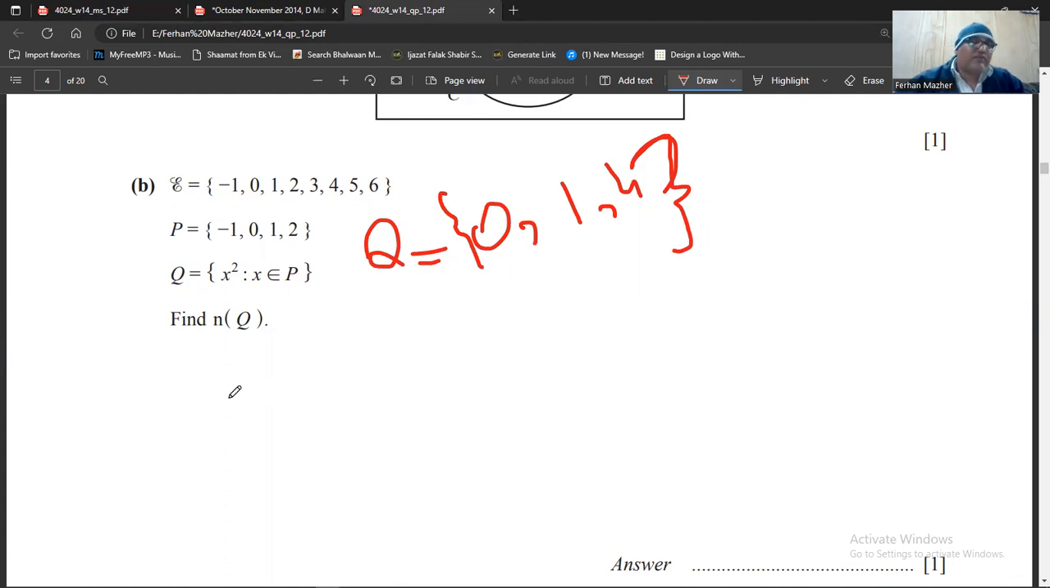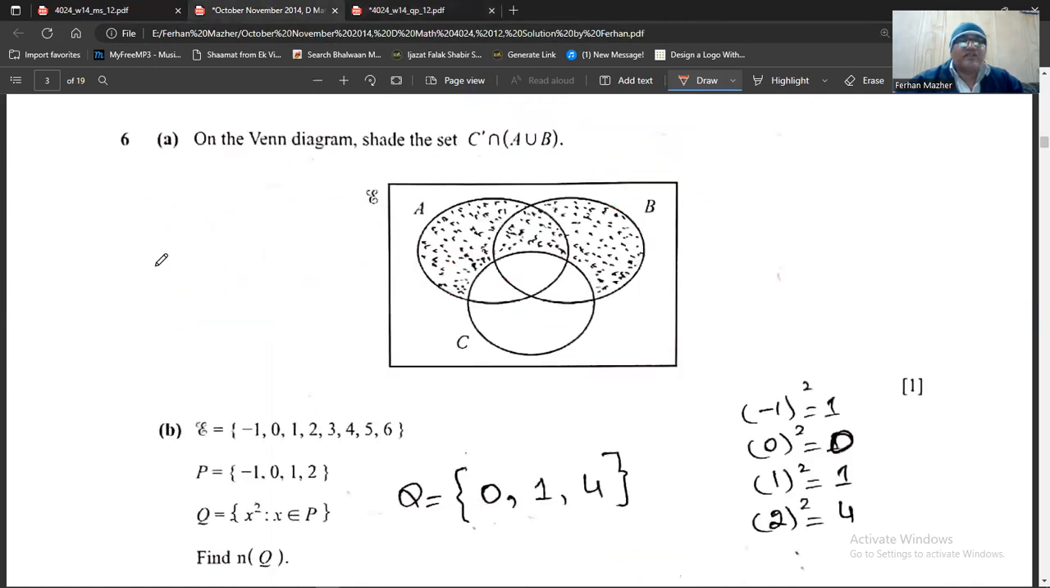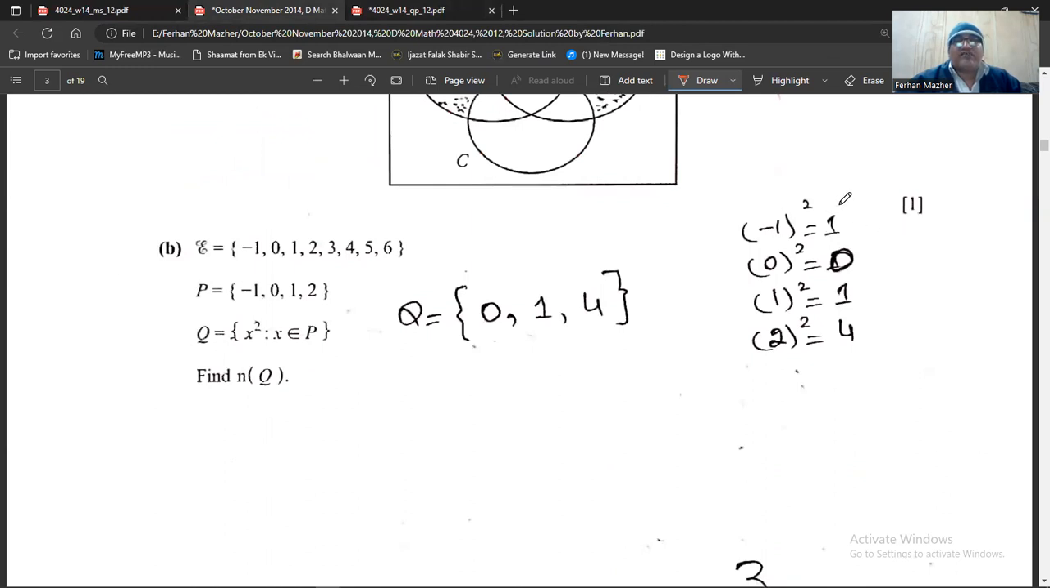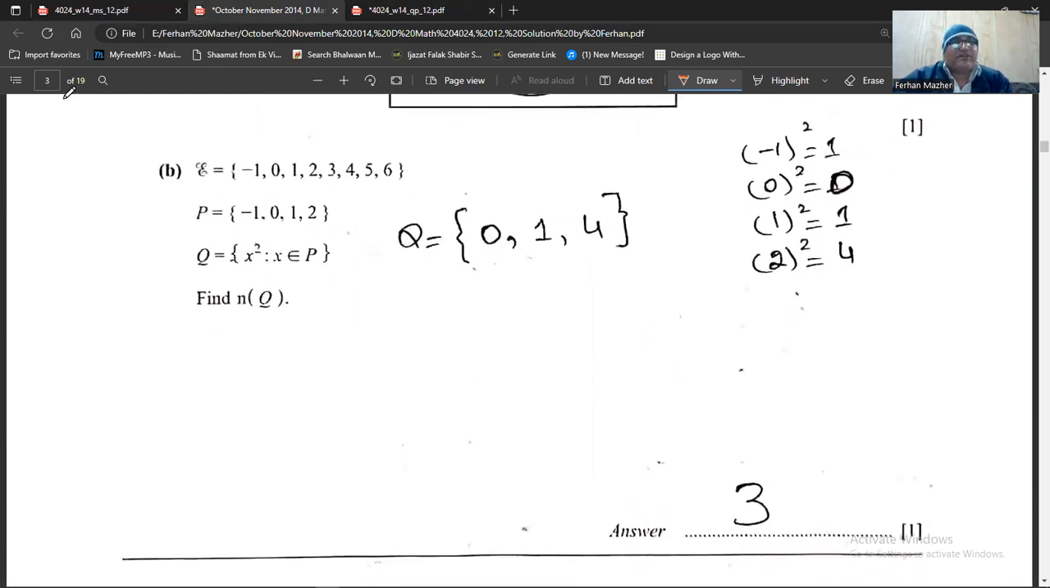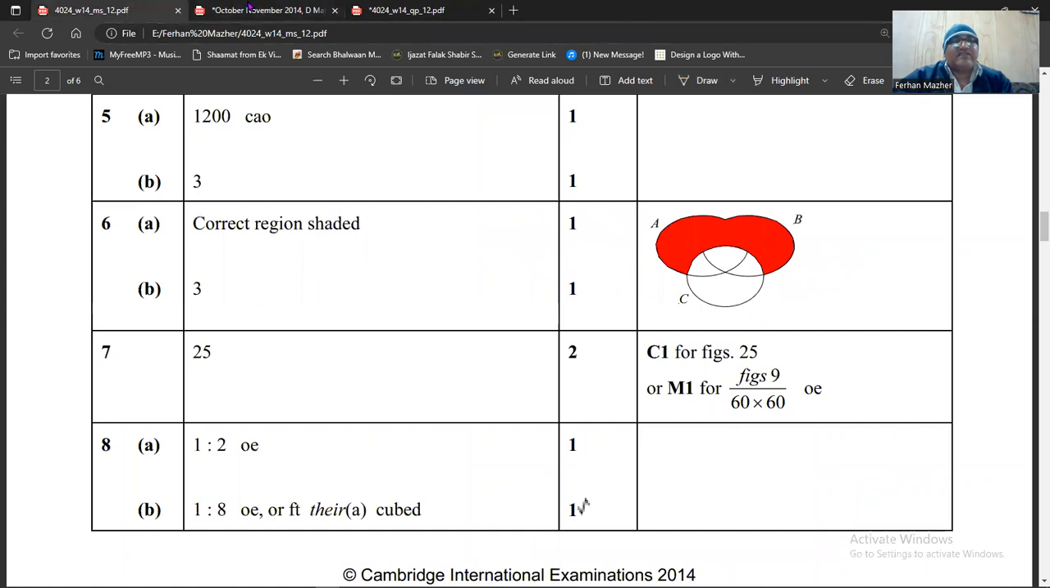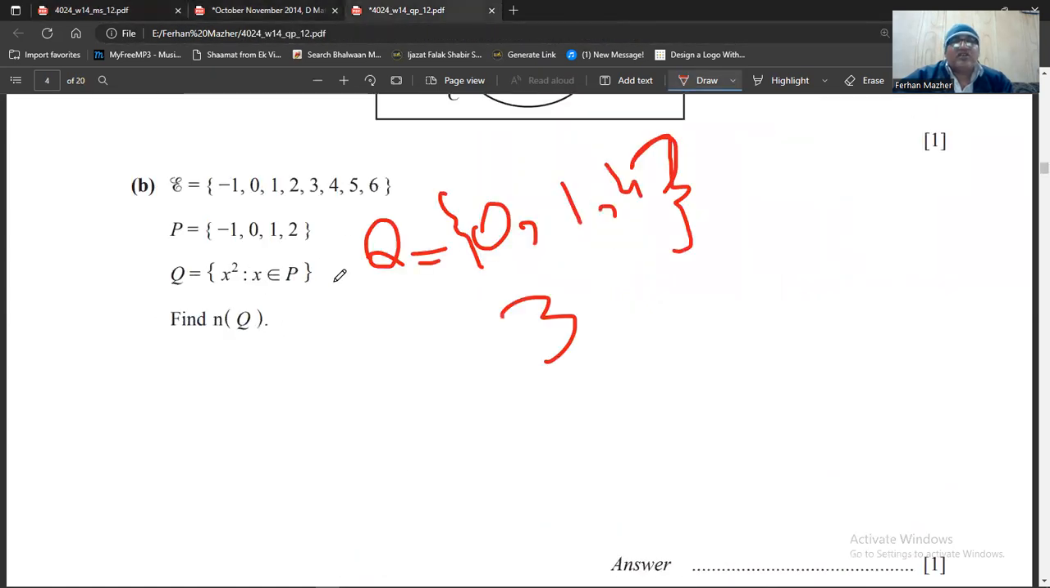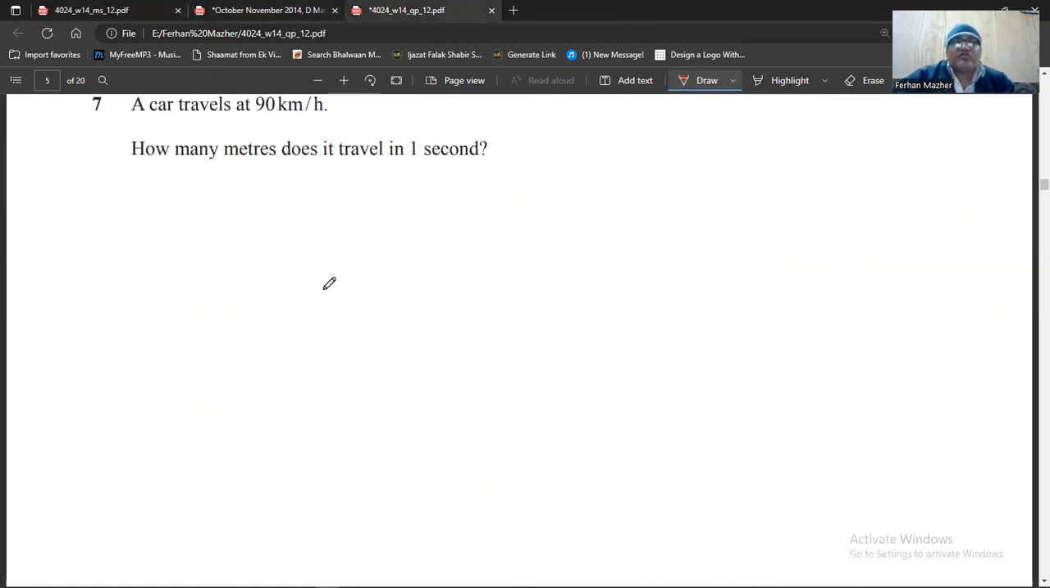So the question is how many members are in the n(Q)? So there are 3 members. This small n means how many members are there. So 1 mark question. So here you can see -1 square will be 1, 0 square will be 0, 1 square will be 1, 2 square will be 4. So in the Q, because we do not repeat the member, we will have 0, 1, and 4. So how many members are there? So there are 3 members. I hope you understand. 3 is the right answer, sir. This is the solution. So we are going to the next question, which is question number 7.